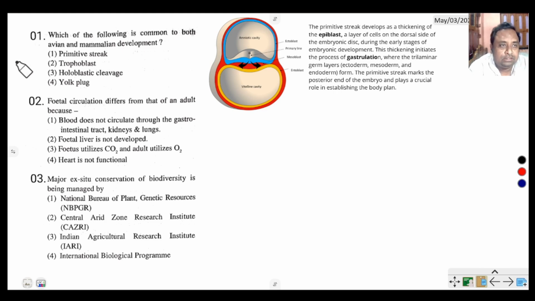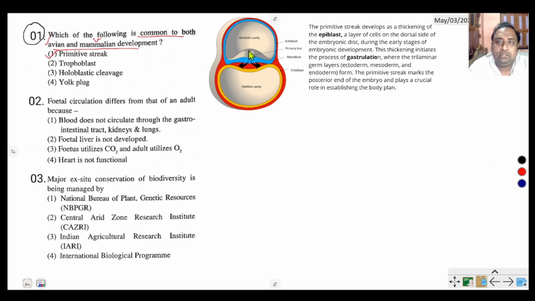The first question says, which of the following is common to both avian and mammalian development? Primitive streak, trophoblast, holoblastic cleavage, and yolk plug. That means which of the following characters are common in birds and mammals? The correct option is primitive streak.